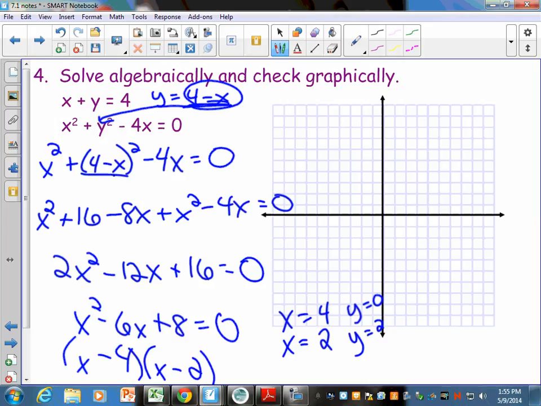I'm going to graph this also just because it says to check graphically. Linear line, that's just a slope and a y-intercept. I already solved it for y, so that's going to be a y-intercept of 4, a slope of negative 1.